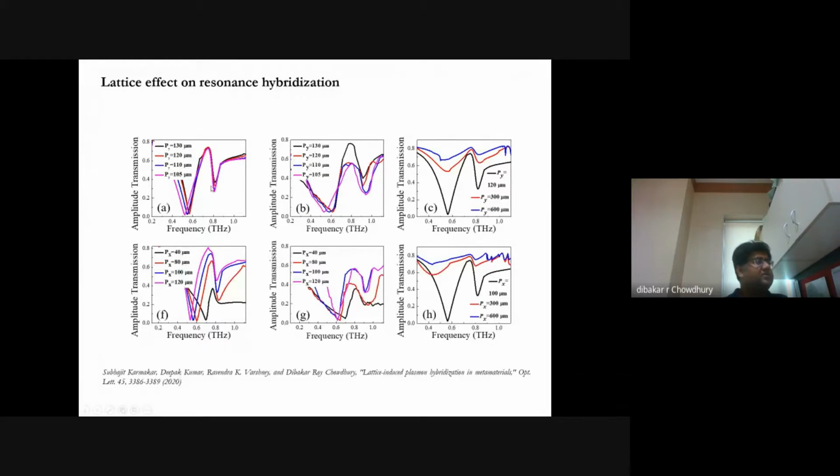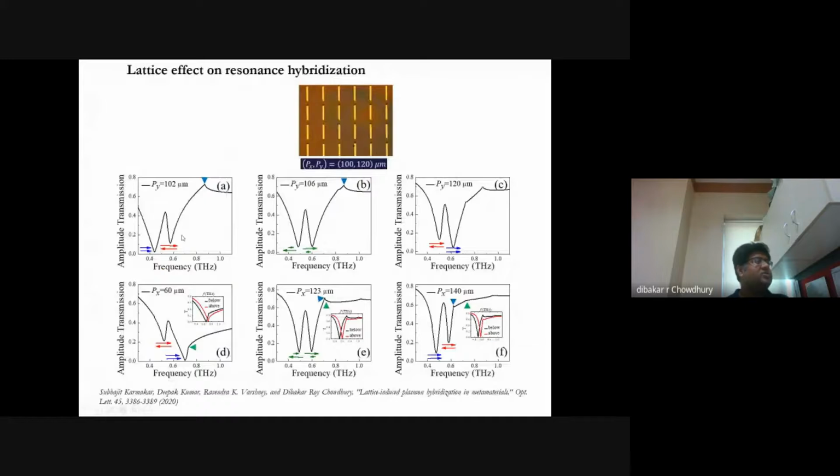This is our simulation, this is our experiment, and this is our analytical solution using the coupled oscillator model. When you vary the periodicity in the x and y directions, we see that a tremendous change in line shape happens.